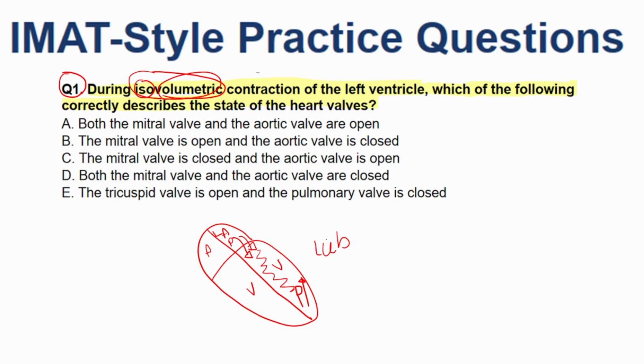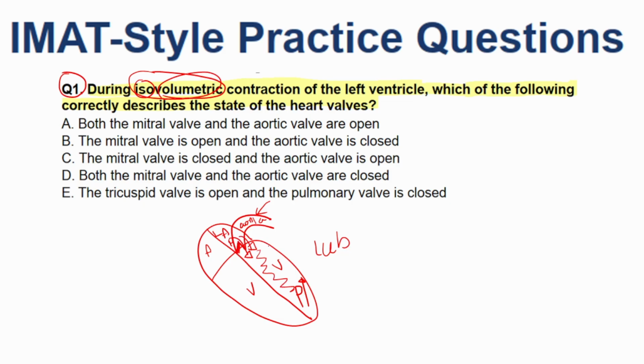But what about the exit? The blood wants to push forward into the aorta through the aortic valve here. However, at the very start of contraction, the ventricular pressure hasn't yet surpassed the high resting pressure inside this aorta. Because the pressure inside the aorta is still higher, the aortic valve remains firmly shut. This is the aortic valve we were talking about.